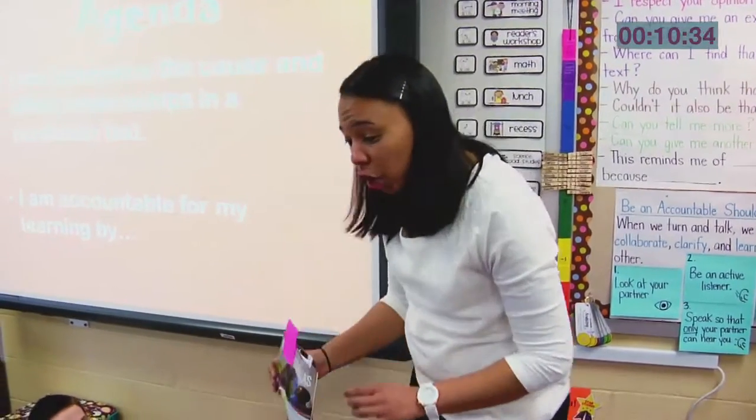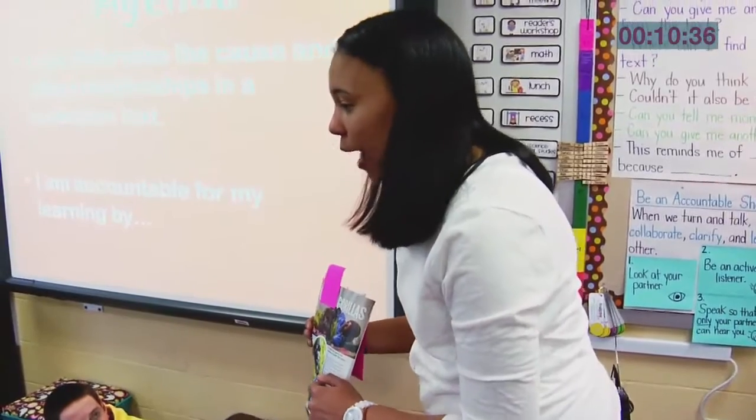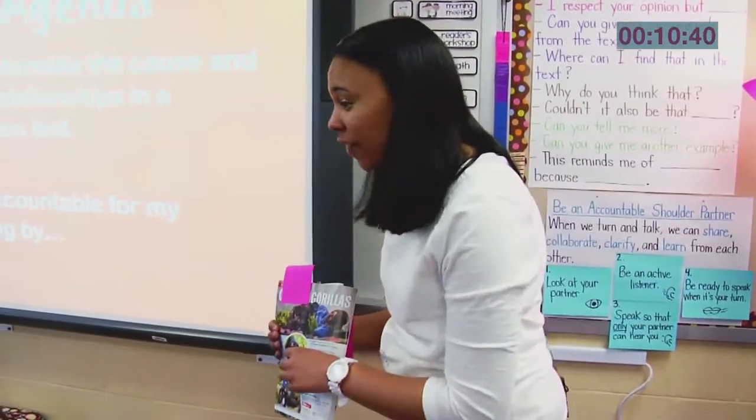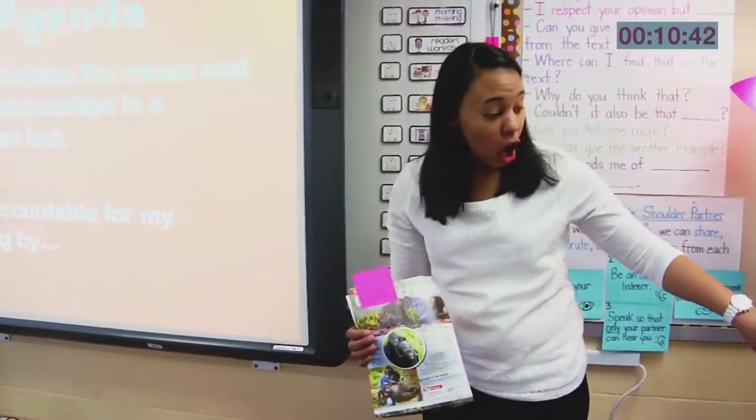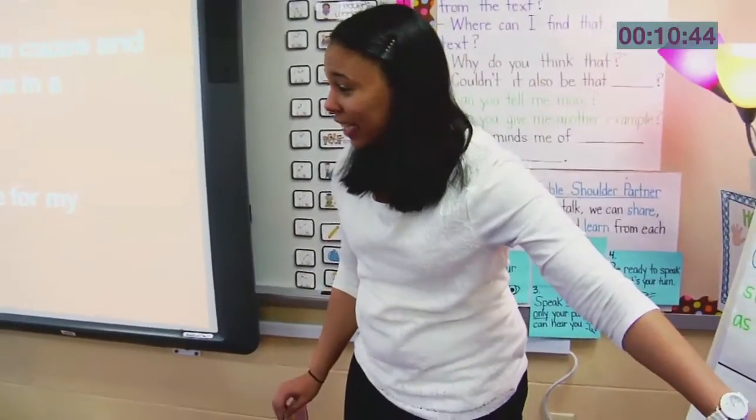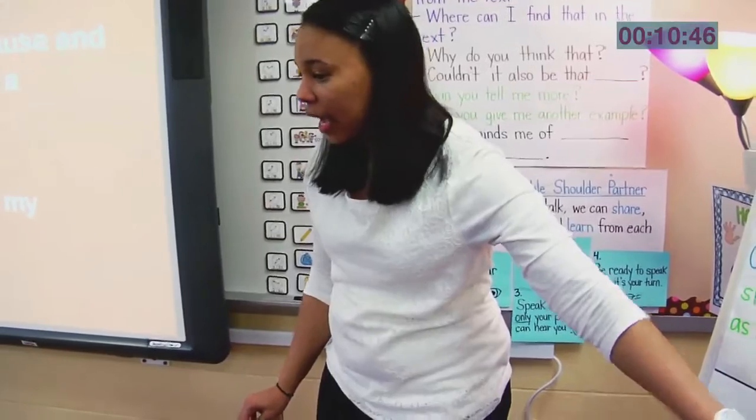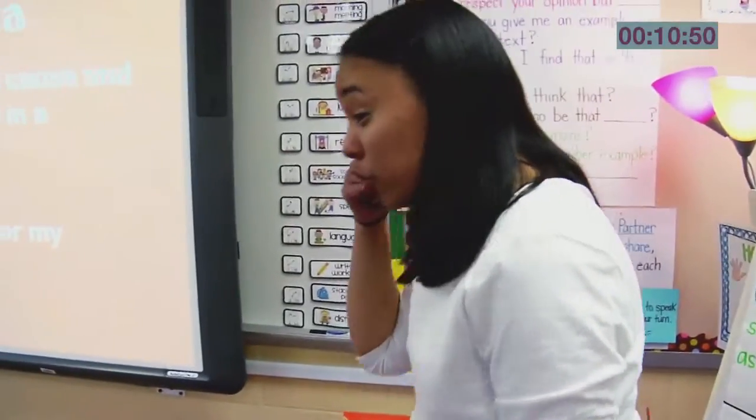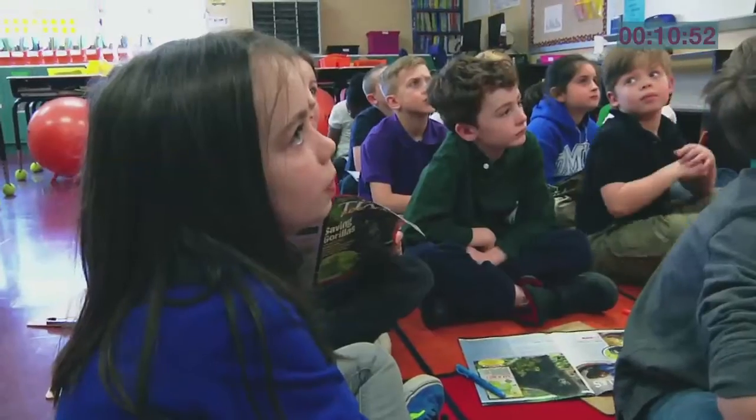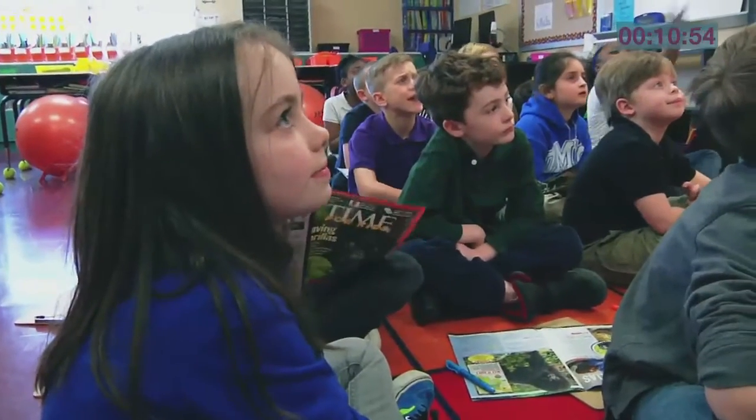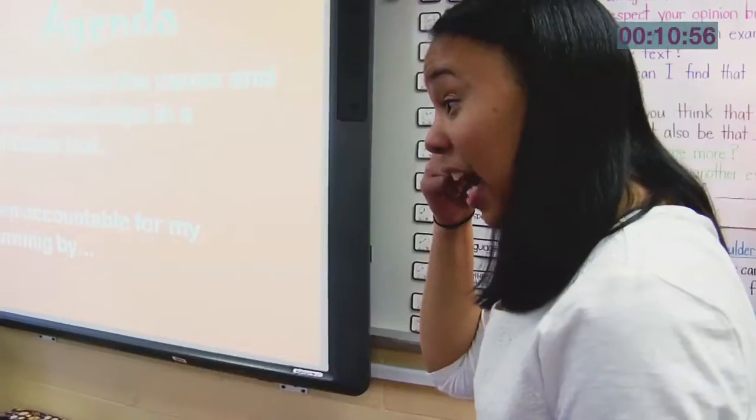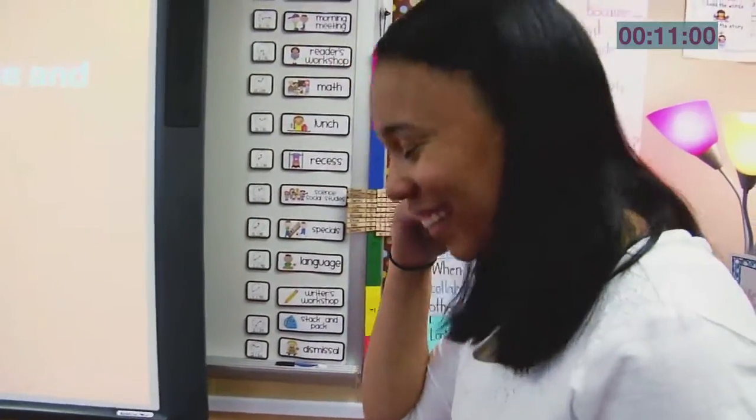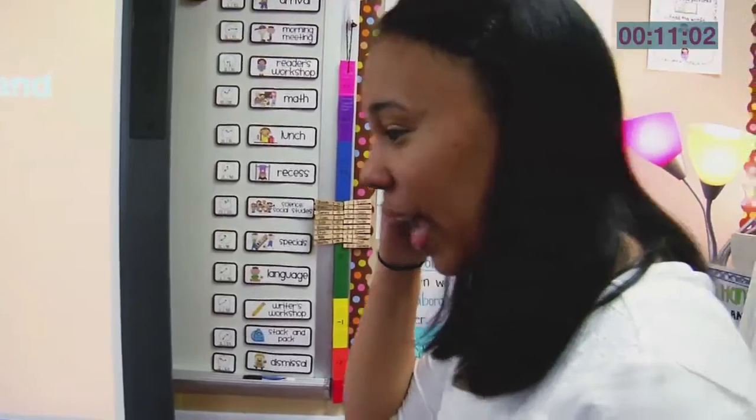So we are going to go into paragraph 2, and we are going to see if we can highlight our evidence. We need to find our evidence for what is the cause of mountain gorillas being endangered. Okay? And I'm going to be an accountable shoulder partner by making sure I'm doing what to my partner? Listening and making eye contact. Okay? Making eye contact and being what type of listener? Active listener. Active listener. Okay?